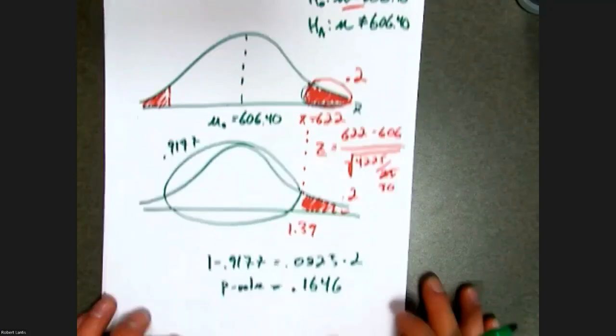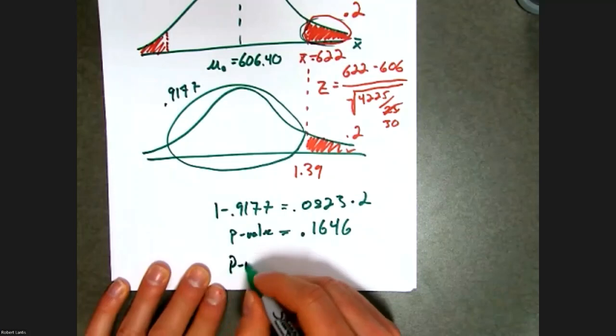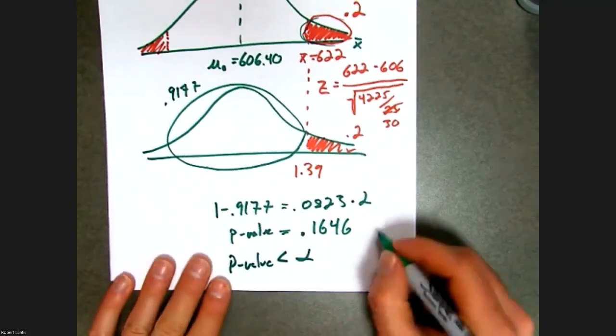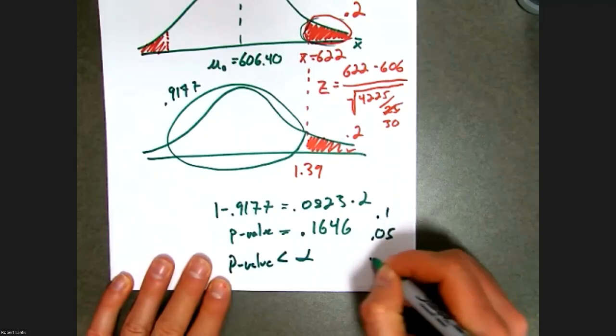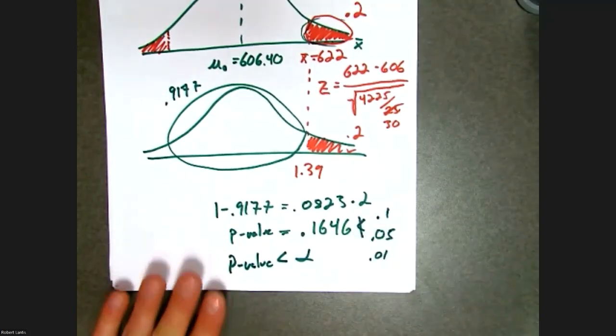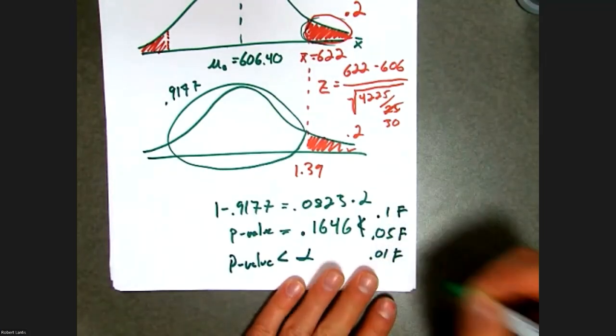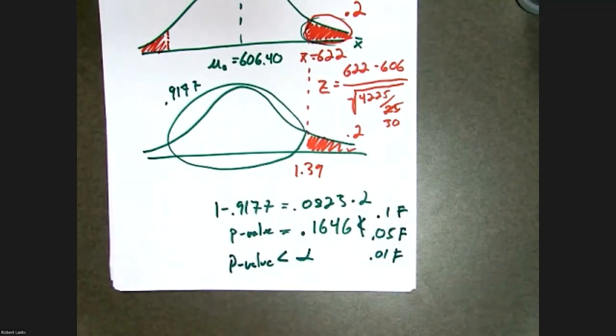Right? And then here, we only reject when the p-value is what? Less than alpha. Well, 0.1, 0.05, 0.01, it's not going to be less than any of those. We would say that we fail to reject the null at every single significance level, or said differently, at every single confidence level, okay?